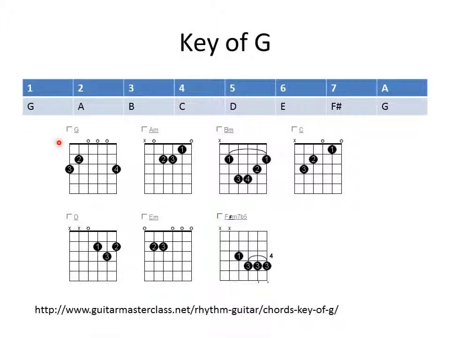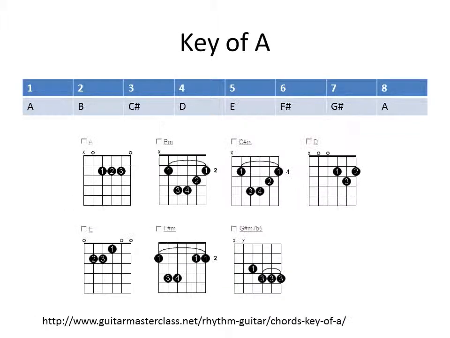If you want to use these shapes and move to, like, I don't know, the key of A, you know that this note right here is going to have to be an A. So you're going to have to slide your fingers up to where that would be an A, and then you'd put your capo down relative to the shape. That's one way of doing it. Let me move on to the next key.